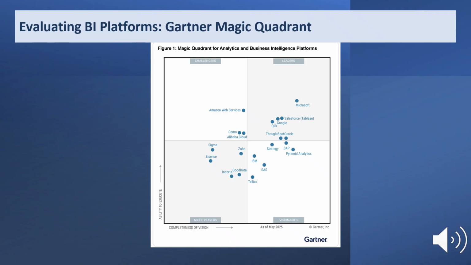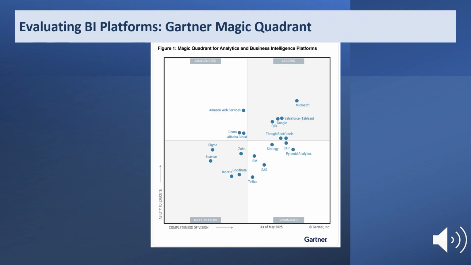The horizontal axis is completeness of vision, meaning how well the vendor understands where the market is heading and whether their product roadmap reflects that. The vertical axis is ability to execute, meaning how well the vendor actually delivers on their vision in terms of product quality, sales, customer support, and market presence. Based on these 2 dimensions, vendors fall into one of 4 quadrants. Leaders, in the top right, have both a strong vision and the ability to execute on it.